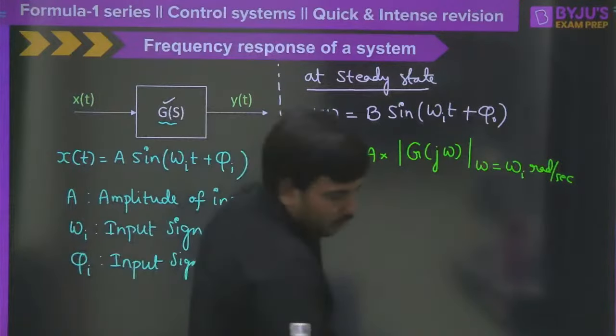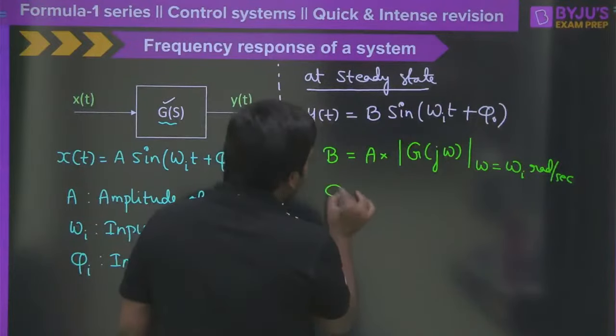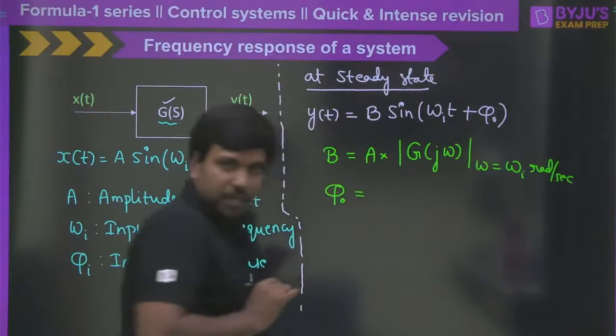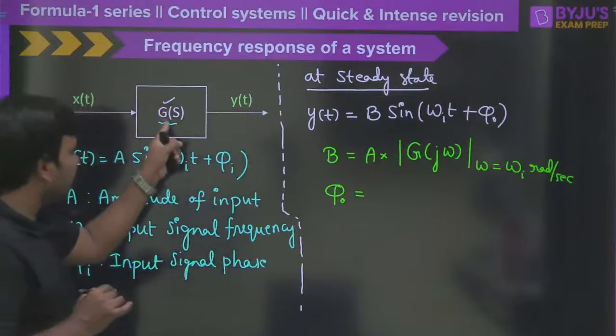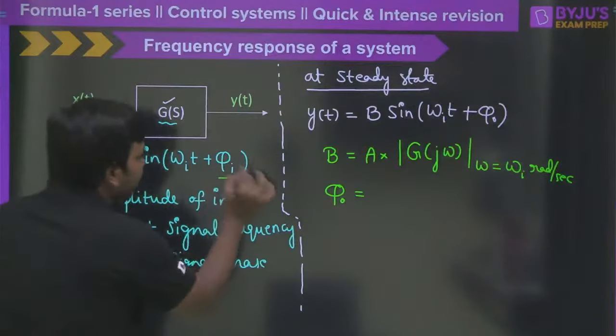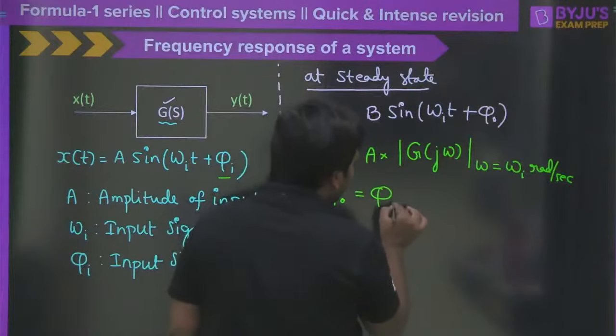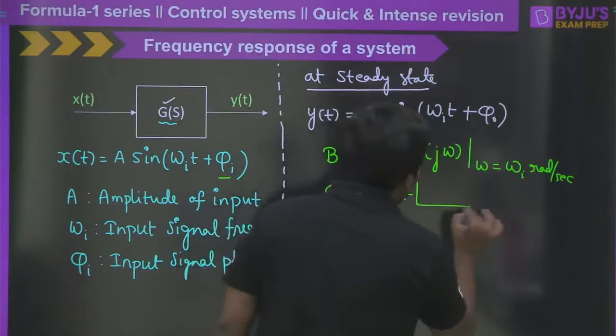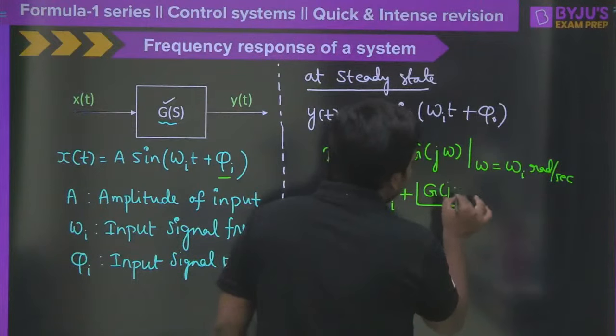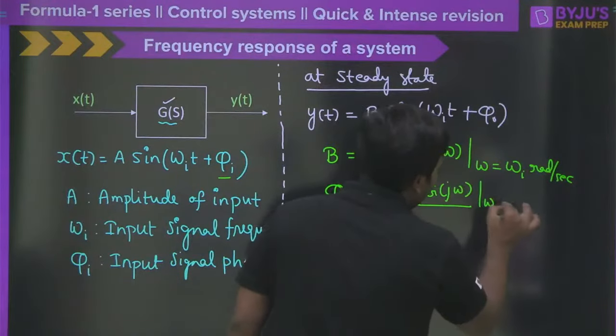Now the most important question is, what would be the output phase here? The output phase can be written as the phase offered by the system plus the input phase, correct? The phase offered by the system plus the input phase. So let me write down input phase plus the phase offered by the system, that is the phase of this system at the same operating frequency here.